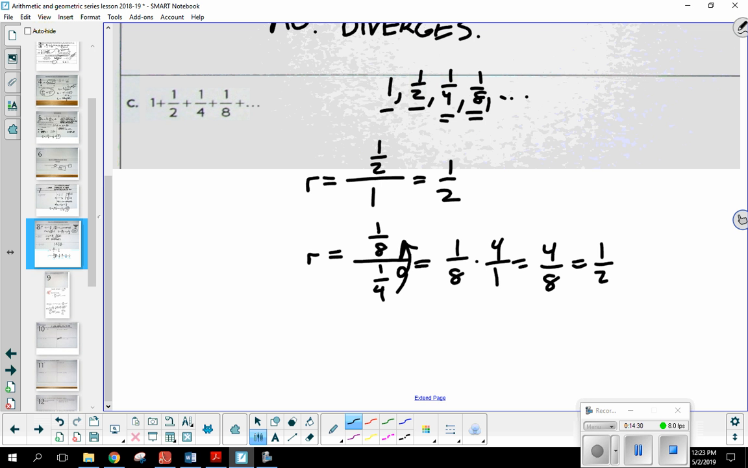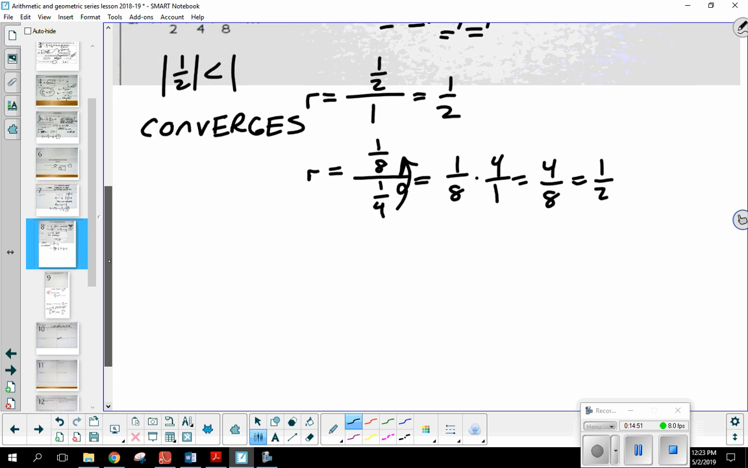Okay, now will it converge or diverge? Yes, because the absolute value of 1/2, that is less than 1, right? Yeah, so it converges. So can I use the formula? Absolutely, sure can. So let's see here. Let me give myself a little bit of room.